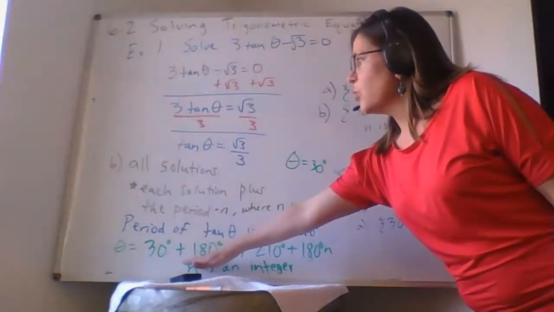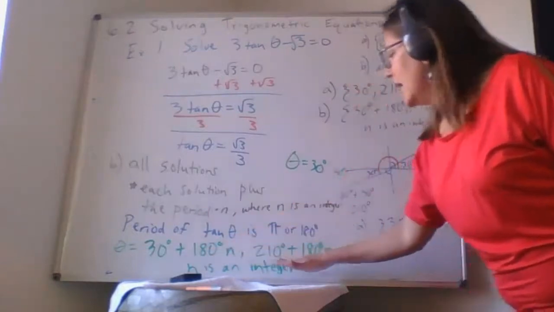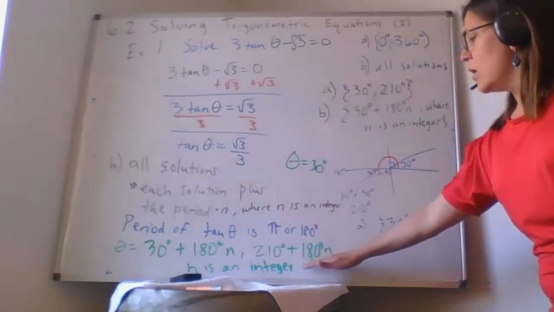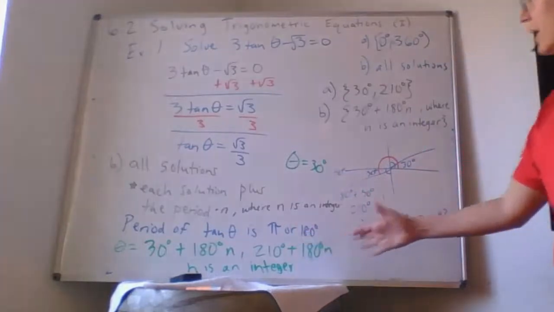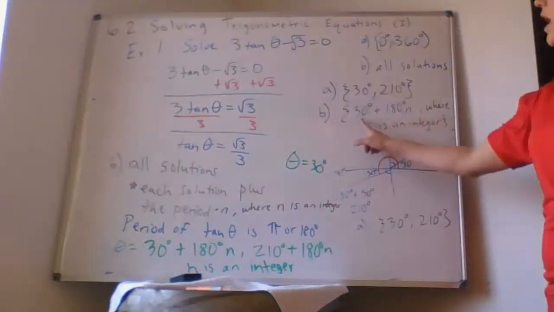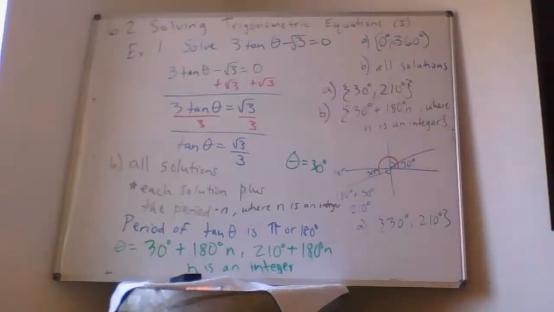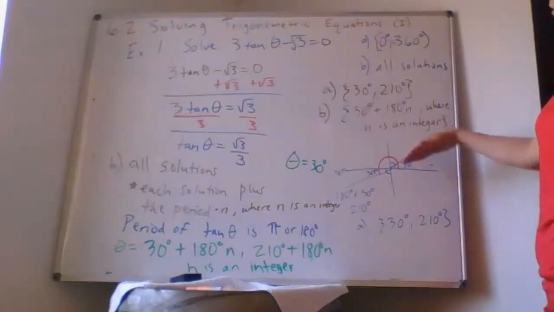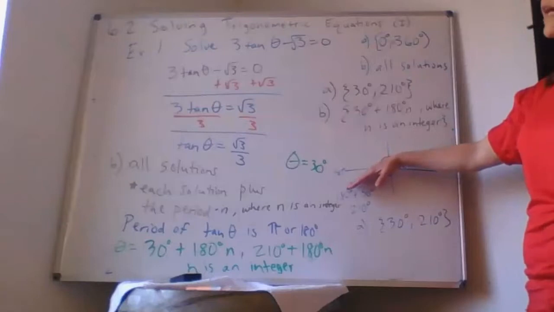30 degrees plus 180 degrees times n and 210 degrees plus 180 degrees n is redundant. Our final answer is just 30 degrees plus 180 degrees n, where n is an integer. Please note that for part A, we're only finding all solutions 0 to 360 degrees. But for part B, we're trying to find all angles that satisfy the equation. And this is giving us all of the angles that are coterminal with 30 degrees and 210 degrees.